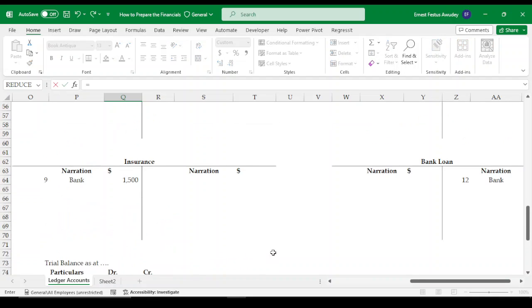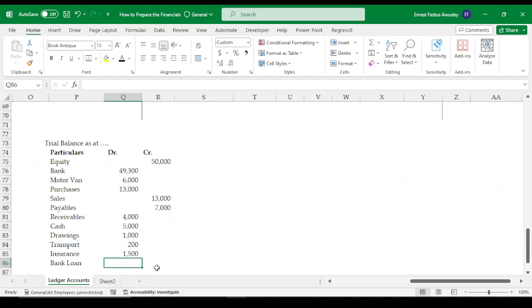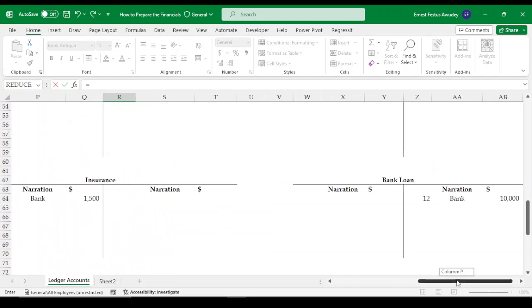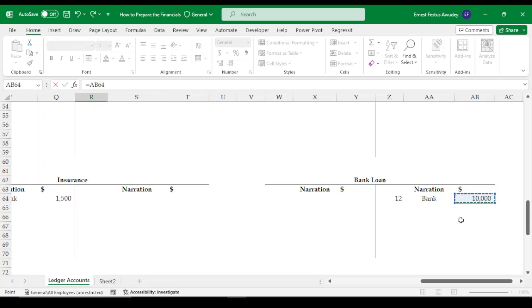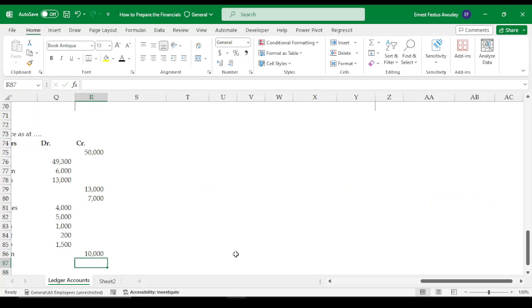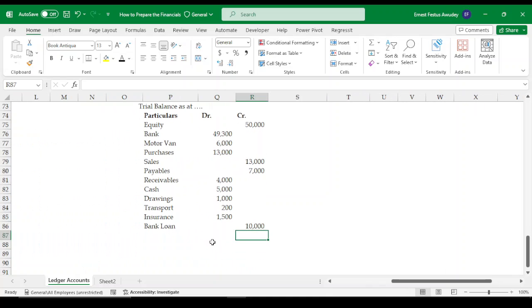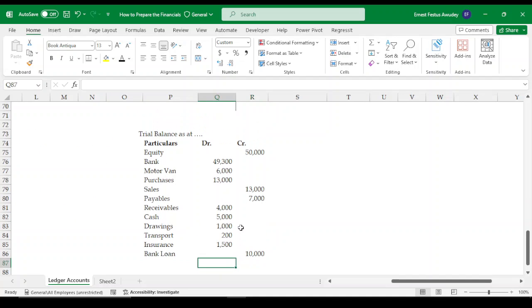Insurance is an expense, therefore, if balanced correctly, should also produce the same result. Now, bank loan is a liability, therefore, it should have a credit balance. So, if balanced correctly, it should have a balance brought down at the credit side of the account. So, I think that is all. So as I said, the trial balance tests the arithmetical accuracy of the various entries within our accounts.